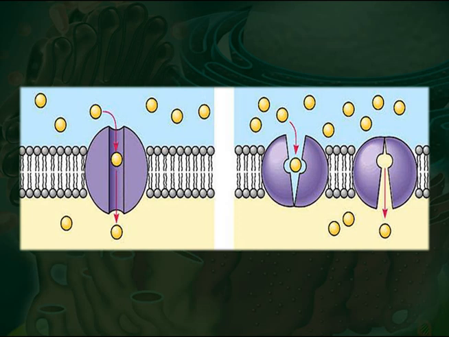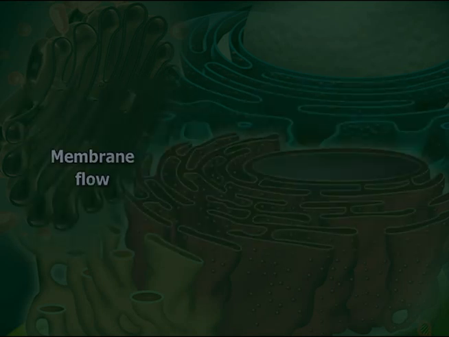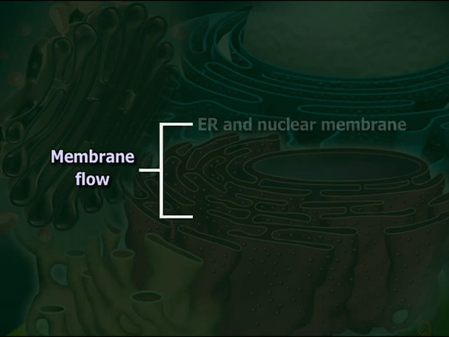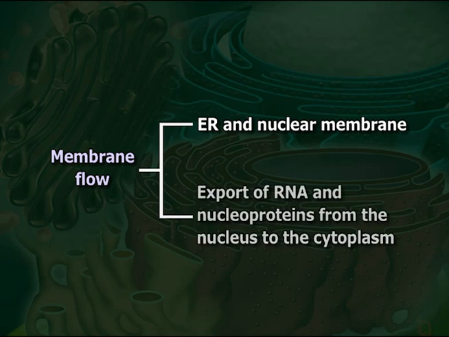Membrane fluidity, flow and circulation. The ER may act as a kind of circulatory system for intracellular circulation of various substances. Membrane flow may also be an important mechanism for carrying particles, molecules and ions into and out of the cells. Membrane flow is active between ER and nuclear membrane. This flow provides explanation for export of RNA and nucleoproteins from the nucleus to the cytoplasm.